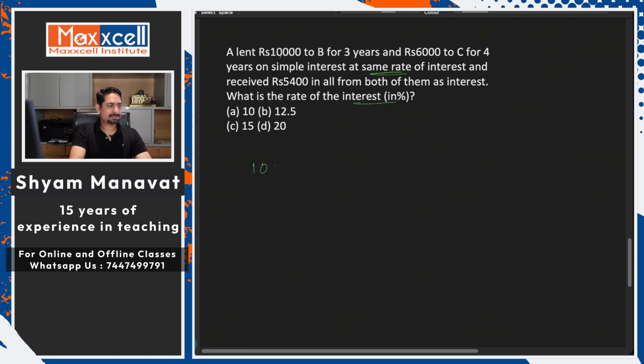So the first principal is 10,000 into the rate of interest we need to find out, for 3 years, divided by 100. The second person is getting 6,000 with the same rate of interest, but A has given him the money for 4 years. So the total interest generated is 5,400 as per the question.